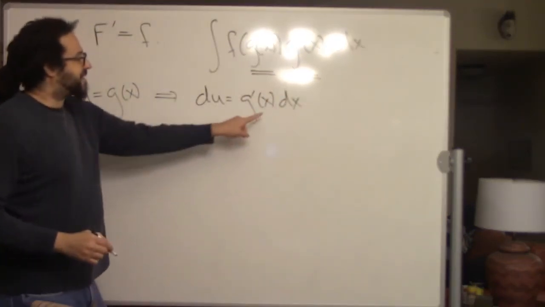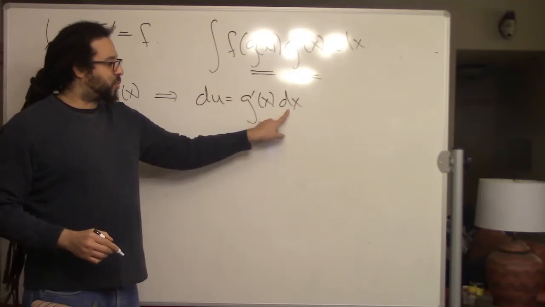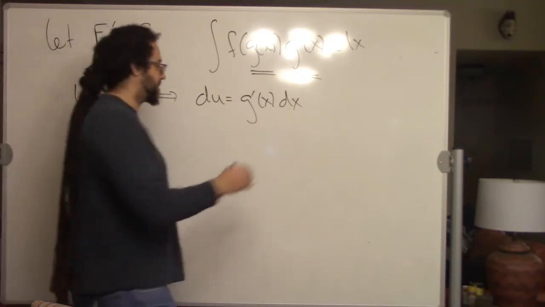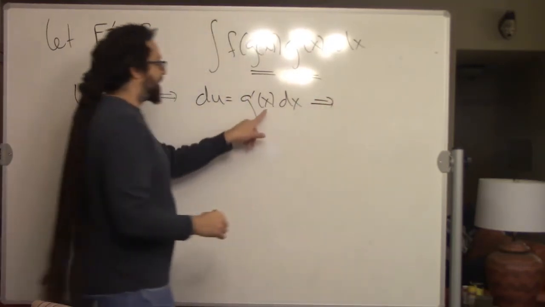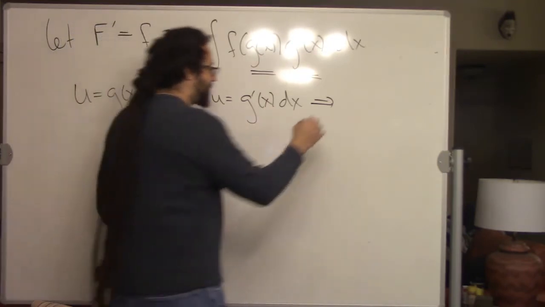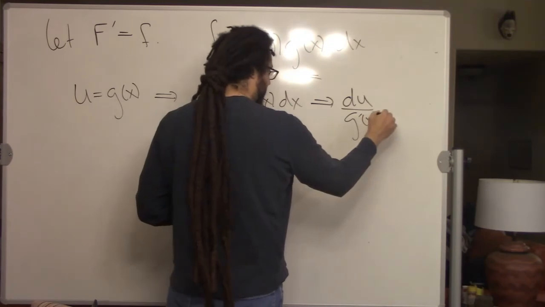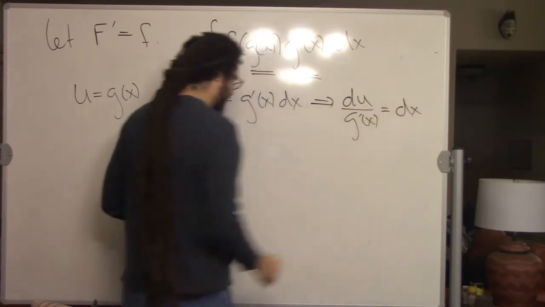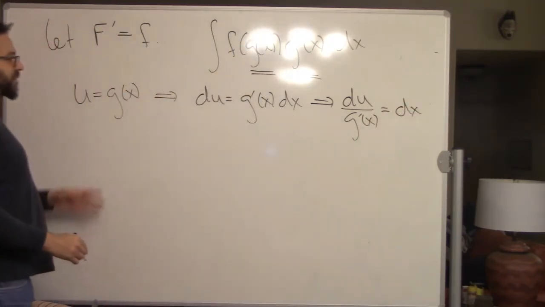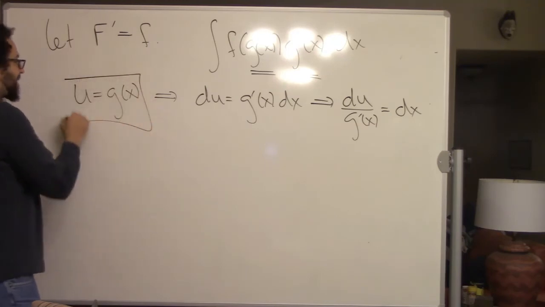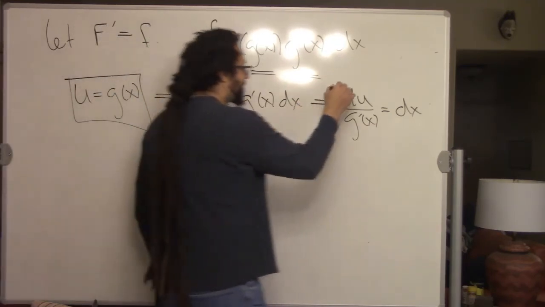And then the next thing I'm going to do is solve for dx. So I'm just going to divide both sides by g prime. So now du over g prime of x is equal to dx. So now here are the things that I'm going to use in order to make this substitution.